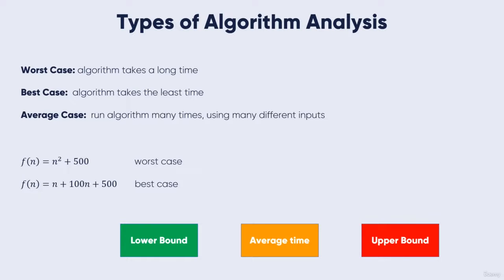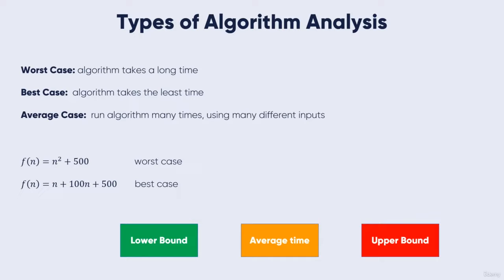So the worst case defines the input for which the algorithm takes a long time. This is the slowest time to complete. This is the worst case scenario. The input is one for which the algorithm runs the slowest. So in the worst case, the algorithm needs the longest time or the slowest time to be completed.